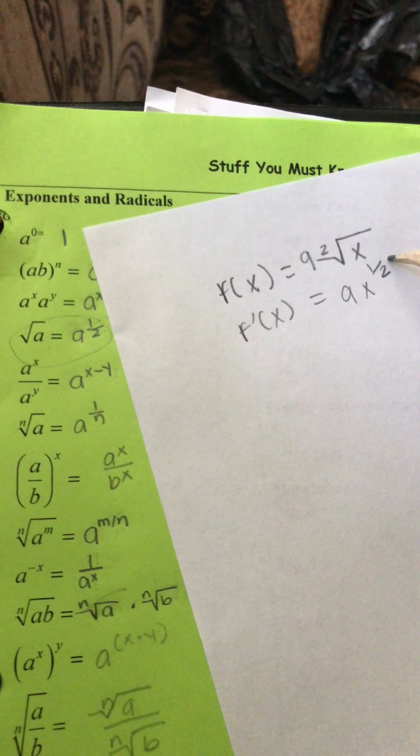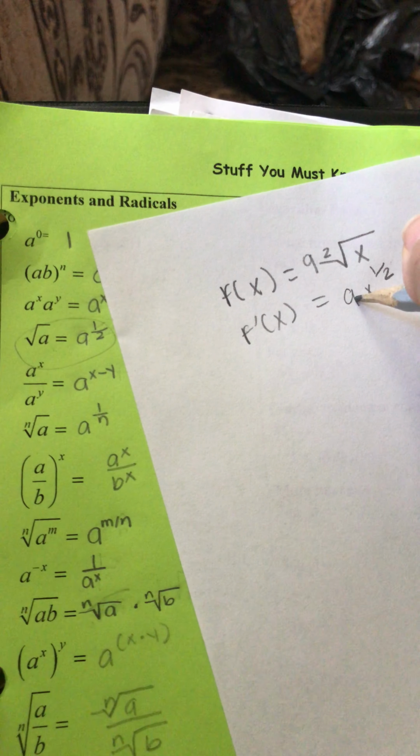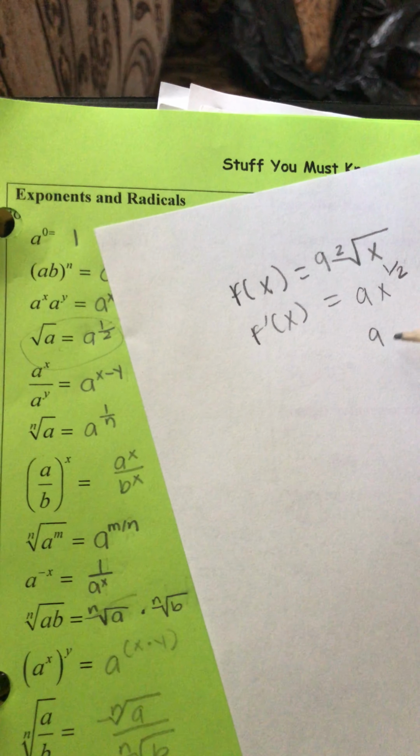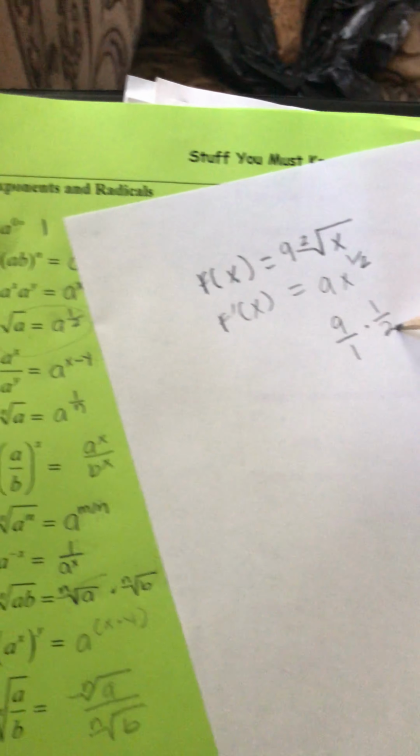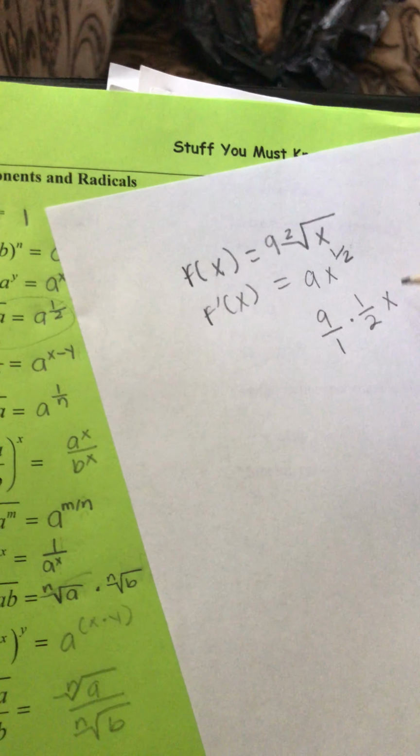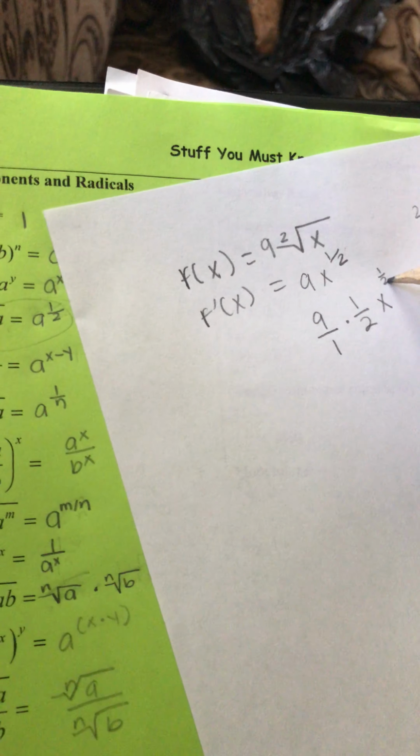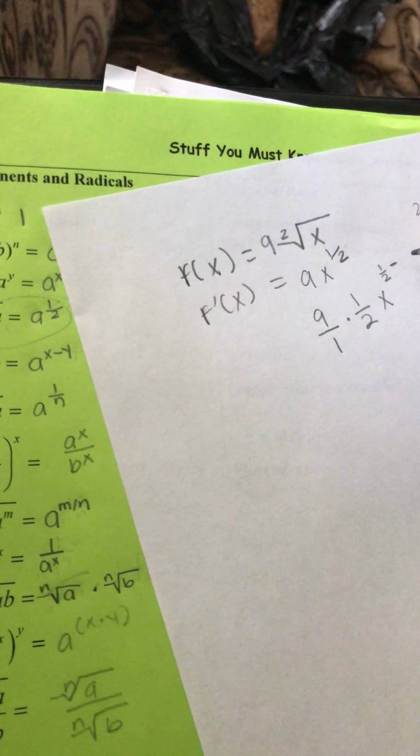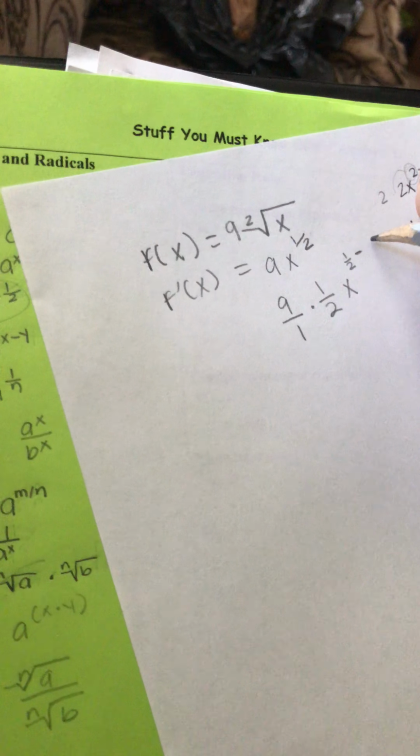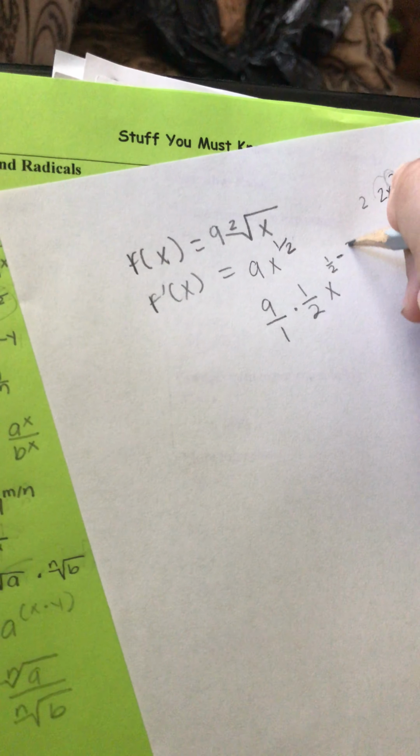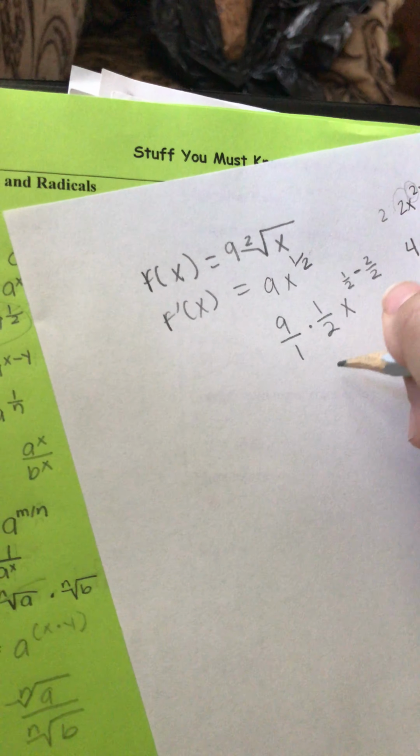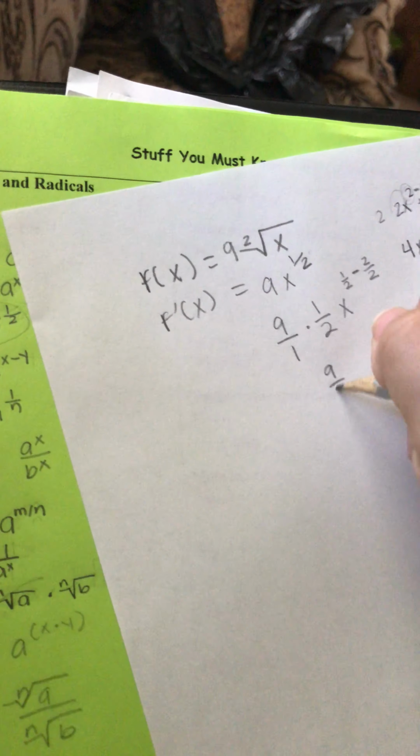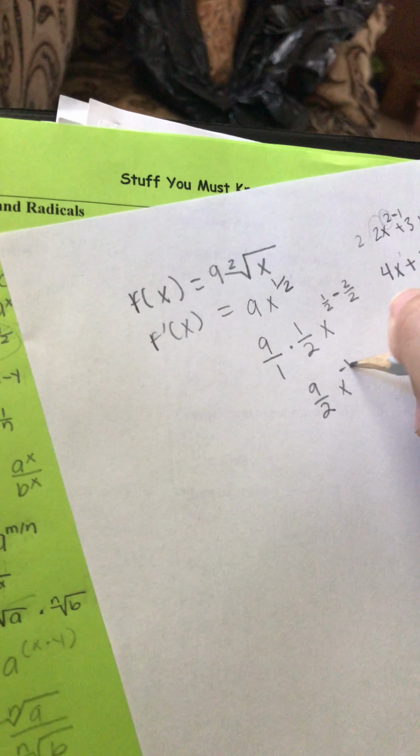to the 1/2. And so that makes it a little easier. You're going to multiply this times the 9. You can write it as 9 over 1, which is the same thing as 9, times the 1/2 x. And then you still have the 1/2 up here, right? So you're going to subtract it by 1. Another way to rewrite 1 to make it fit is 2 over 2. So therefore, you're going to end up with 9 over 2 x to the negative 1 over 2.